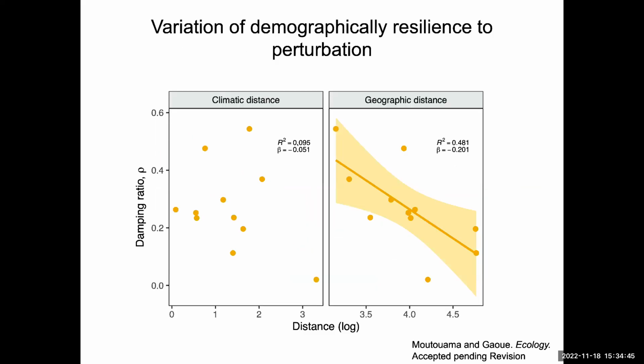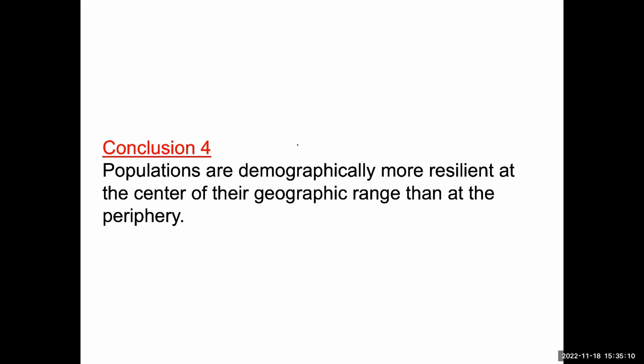Finally, we found that across the climatic niche, we have no significant relationship between how fast the population recovers after perturbation and distance from climatic center. And we found that population resilience to perturbation decreases across the geographic range. The takeaway from this part is that populations are demographically more resilient at the center of the geographic range than at the periphery.